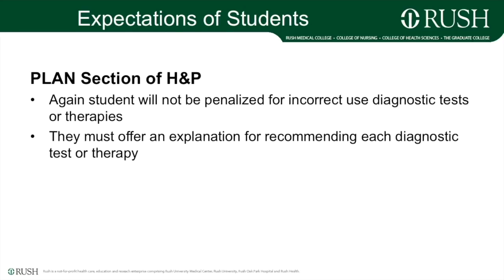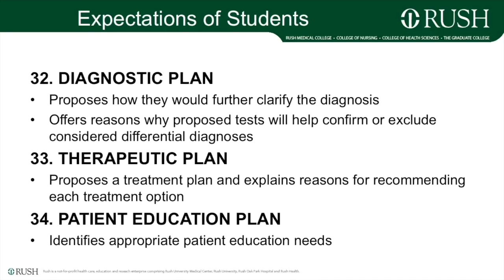The last 3 items on the grading rubric assess the plan section of the H&P. 32. Propose a diagnostic plan. What tests will you order to work up the patient's chief complaint and why? 33. Devise a therapeutic plan. What treatments will you order and why? 34. Identify a patient education plan based on their needs.